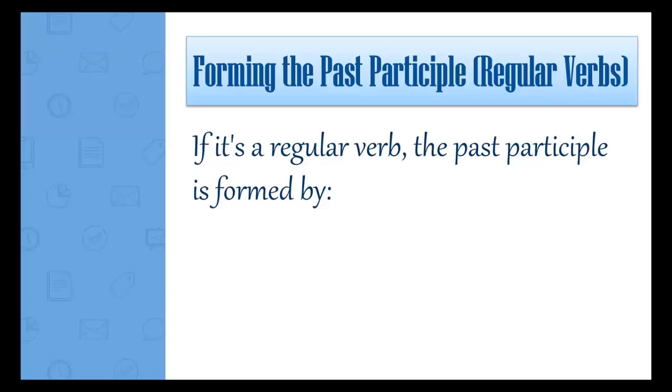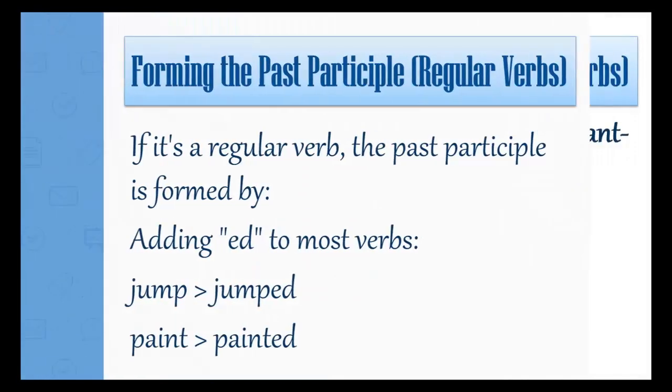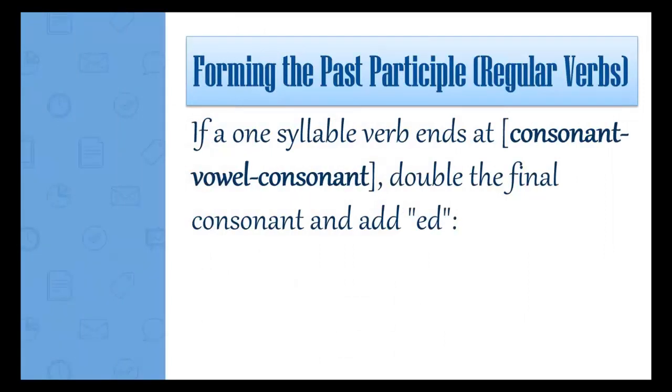If the verb is a regular one, the past participle is formed by adding ed to most verbs. See these examples? We have added ed to the words jump and paint. So we get the past participles jumped and painted. Some spelling variations occur in certain cases. The first one is if the verb consists of one syllable and has a consonant vowel consonant sequence at the end, double the final consonant before adding ed.